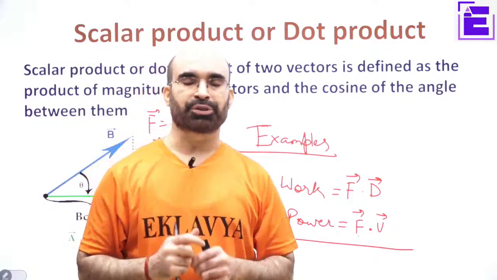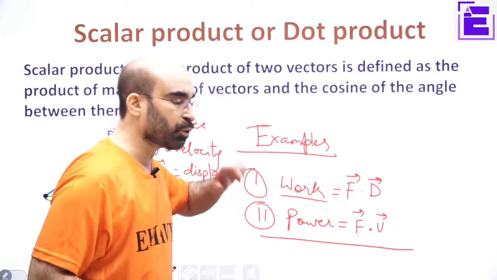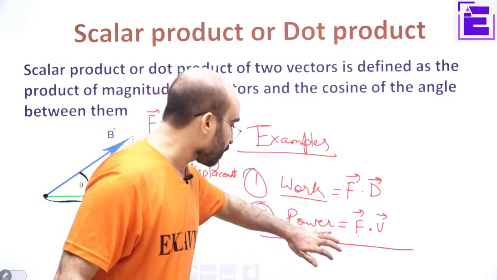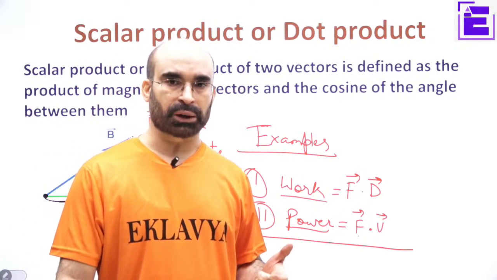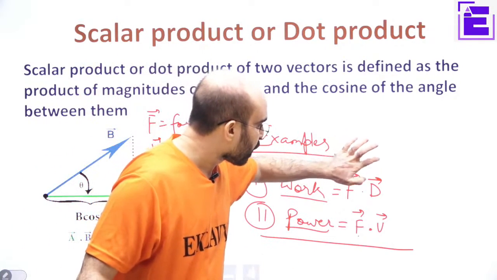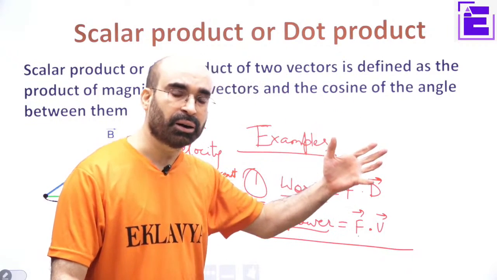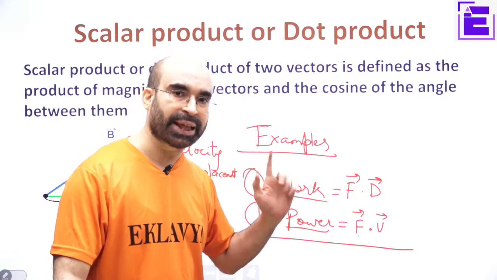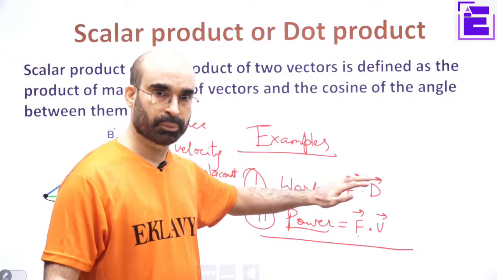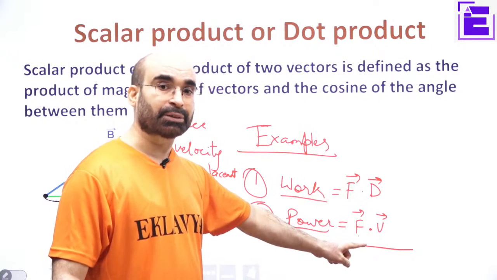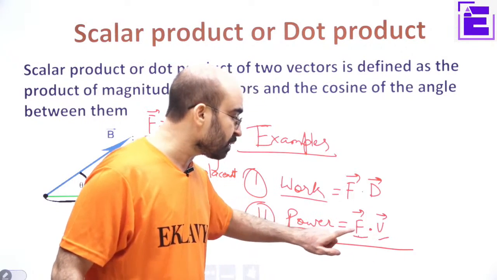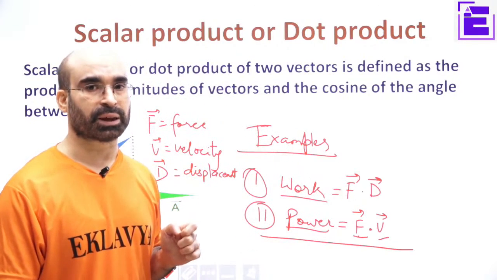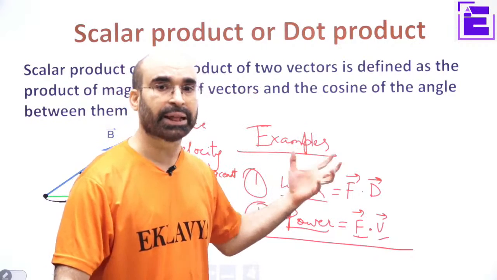So if you ask yourself, is work a scalar quantity or a vector quantity? Yes, you know that work is a scalar quantity. What is power? Power is also a scalar quantity. So if you are multiplying two vectors and you are getting a resultant as scalar, that is a scalar product or dot product, right? And in this case also you are getting the same. These two vectors are multiplied and you are getting a scalar as a resultant. That is why it is a scalar product.